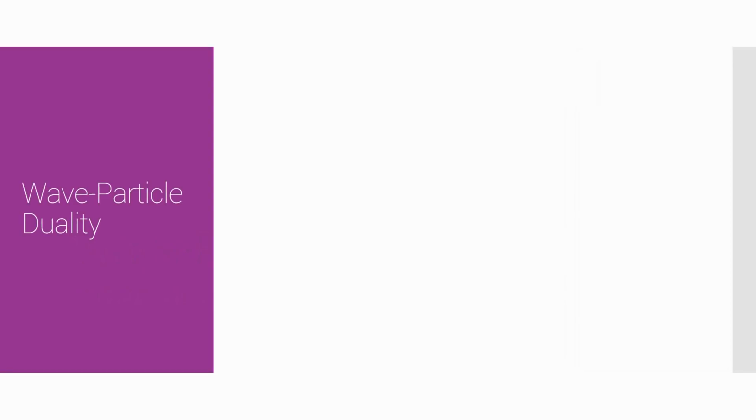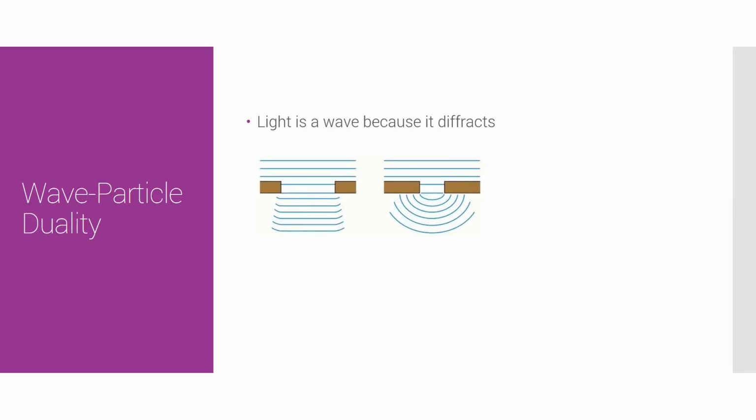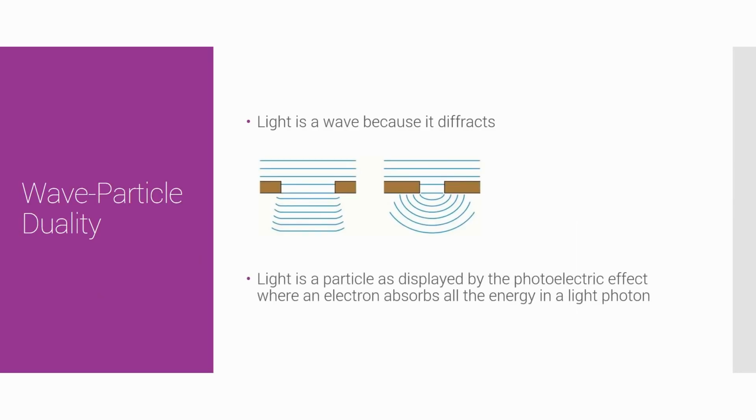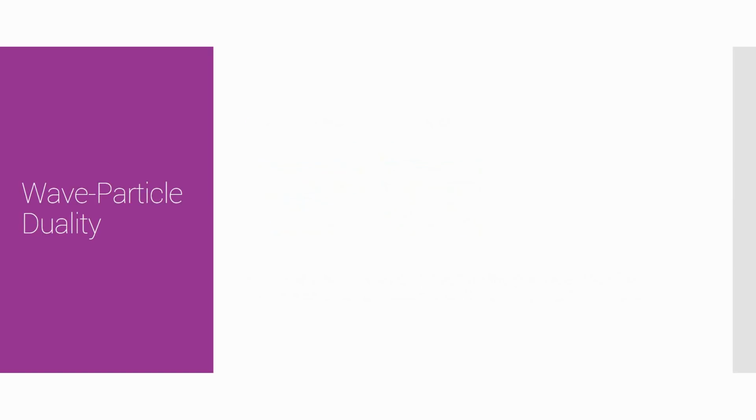I'm so sorry to mess with your mind like this, but everything in this world is a wave and a particle, and there's proof behind it. Here's how we prove light has dual nature. On one hand, it's obviously a wave because it diffracts. As you can see here, it diffracts when it goes through a slit. However, we also know that it's a particle thanks to the photoelectric effect, as an electron absorbs all the energy in a light photon.